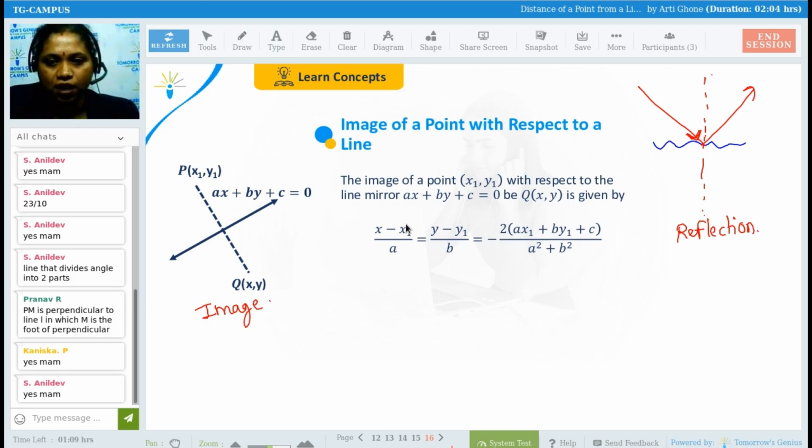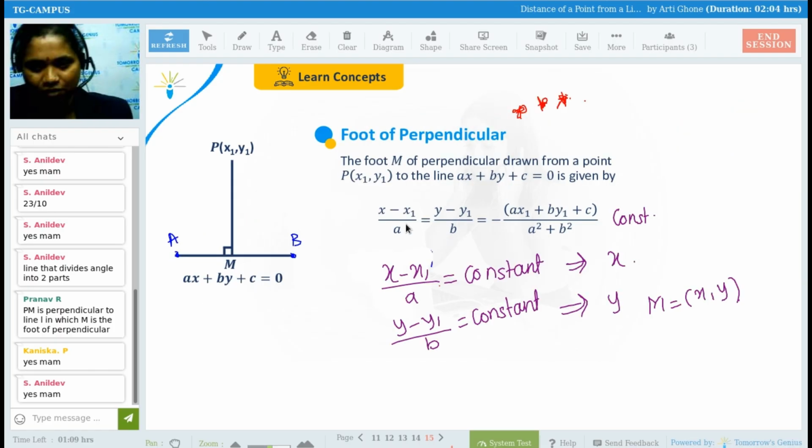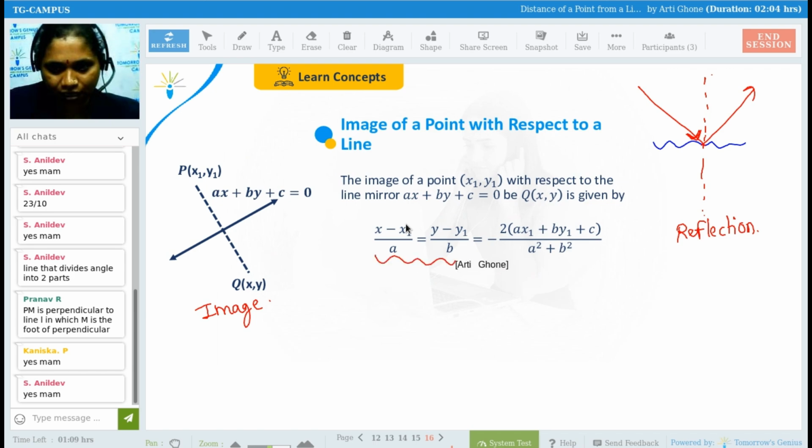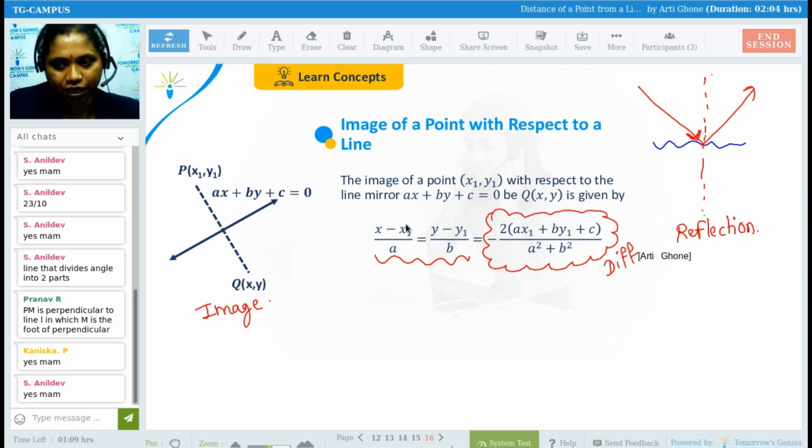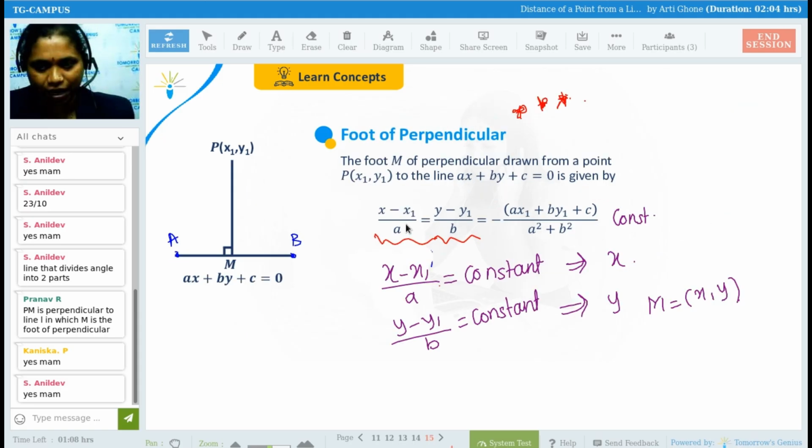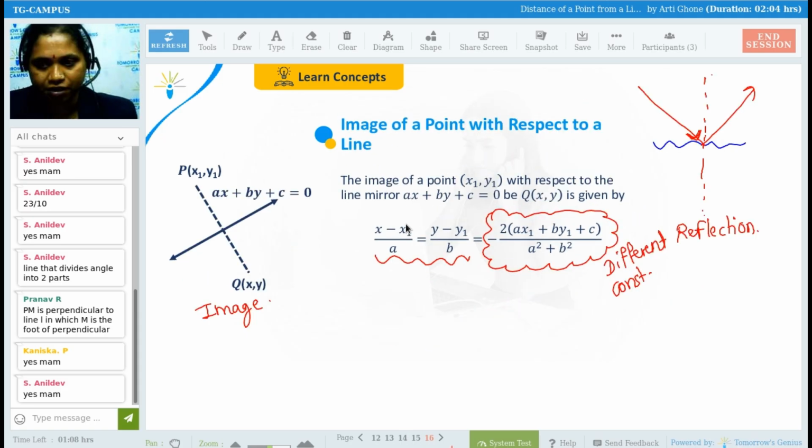So see, the image of point (x1, y1) with respect to a mirror ax plus by plus c equal to 0 is given by x minus x1 upon a, and so on. These sides are the same. See, for the foot of perpendicular or the image question, these sides are simple, that much. Just the RHS, the constant, is different. It will lead to a different type of constant only. Clear? Okay. So it will be the same as the foot of perpendicular, just the constants are different.